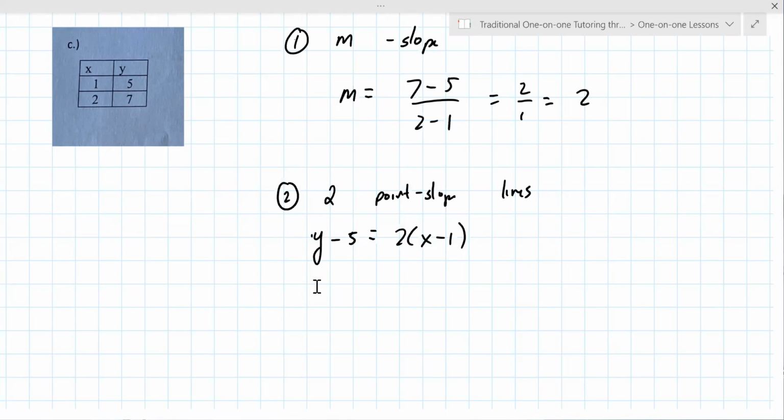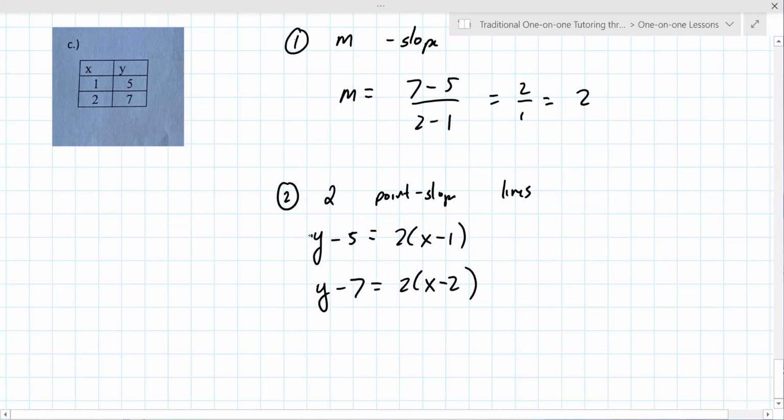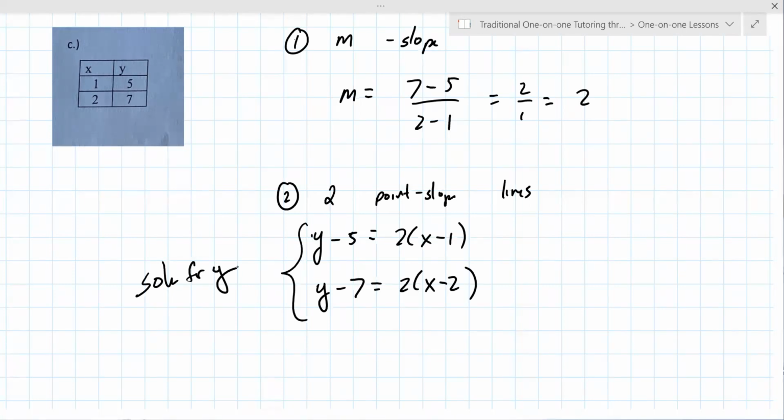And then the other one is y minus 7 equals 2 parentheses x minus 2. Now I want you to take each of these and solve for y. All right, I got y equals 2x plus 3 for both of them. Excellent.